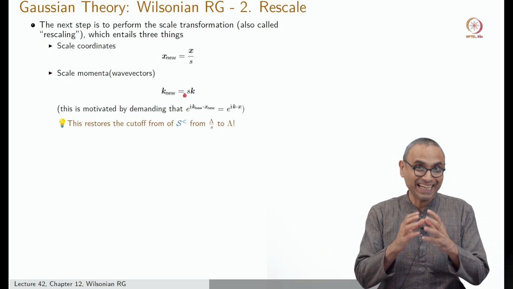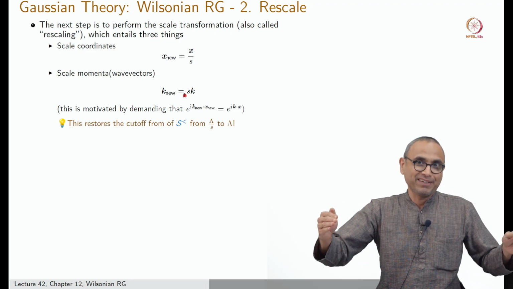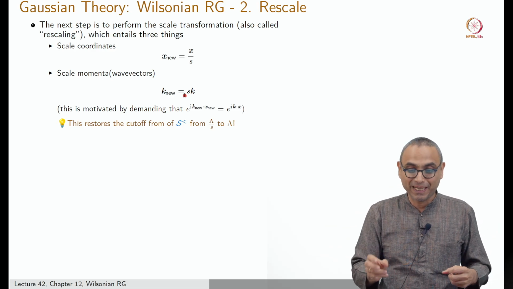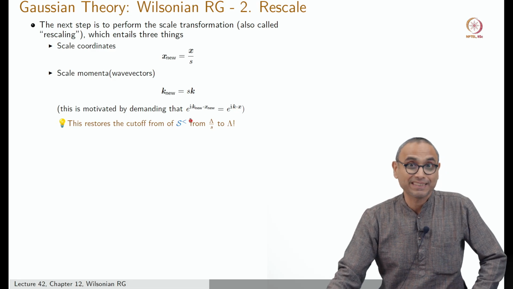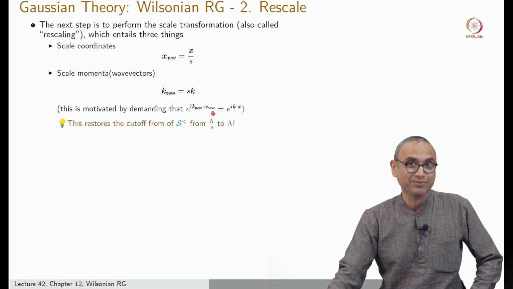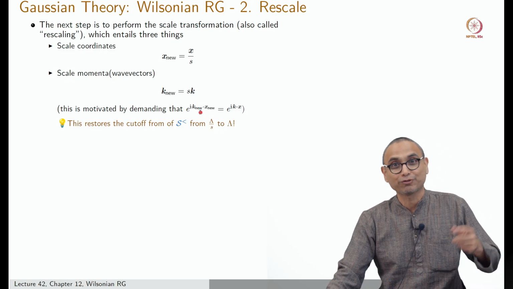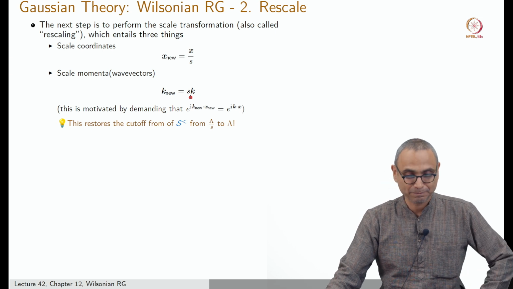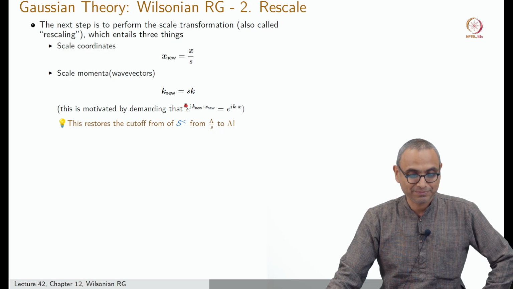Now, why is that? How you motivate that is, suppose I had an original plane wave. After scaling, the phase associated with the plane wave should not change. So e to the i k x should be the same as e to the i k nu x nu. So if x nu goes as x by s, the natural way to get k nu from the old k is to scale k by s. So that is k nu x nu is equal to k x.